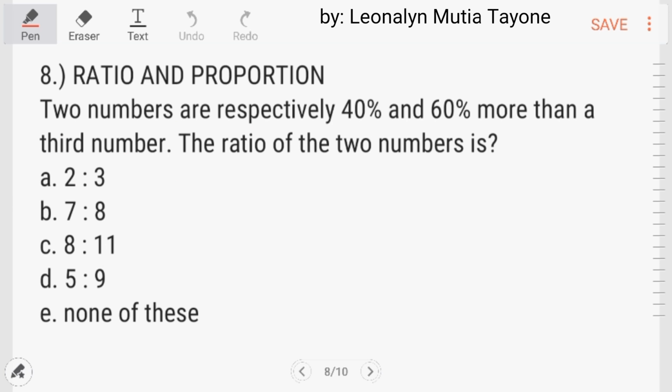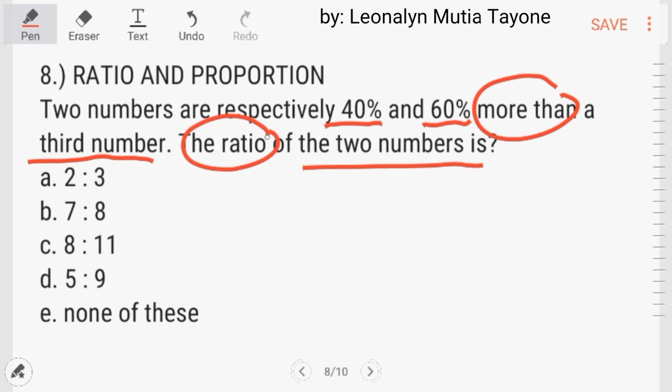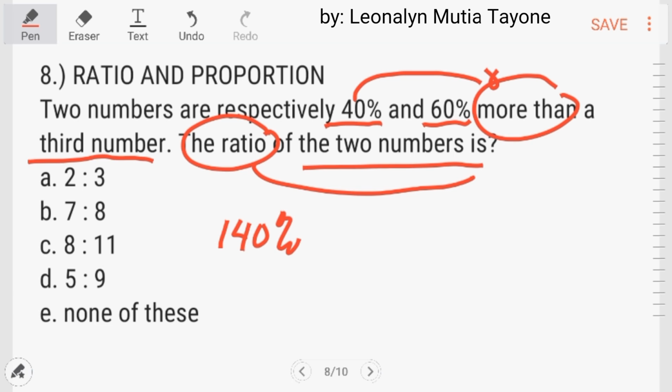Number 8, ratio and proportion. Two numbers are respectively 40% and 60% more than a third number. The ratio of the two numbers is what? Now, 40% more, meaning 100%. Pag sinabing 40% more sa third number, bali 100% ng number na yon plus 40%. Kasi yun yung buong number. Ang isang buong number, that means 100%.